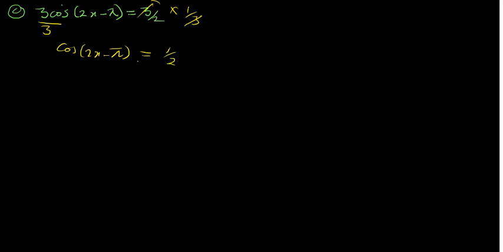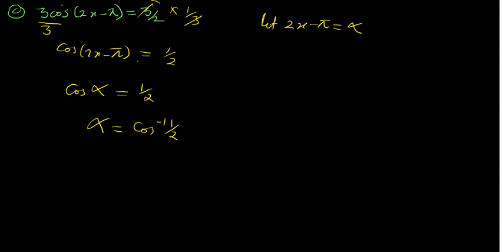Now at this point, we are going to take this as one angle. Let's take it as one angle. So let 2x minus pi be equal to alpha. So that means this is going to be cos, where there was 2x minus pi, we're going to put alpha, and then that is going to be equal to 1 over 2. And then to find alpha, alpha is going to be equal to cos inverse of 1 over 2.